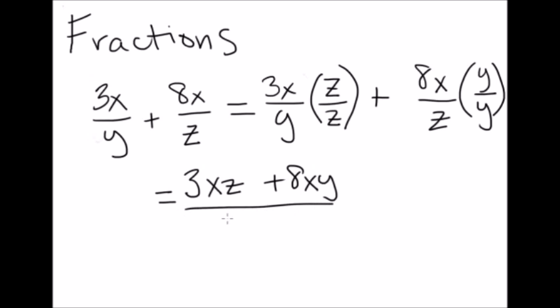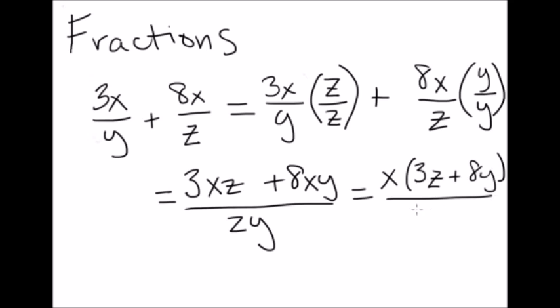Notice because the first term is xz and the second term is xy, I can't just combine them. If I wanted to simplify this any further, what I would have to do is that I can only pull out the x, and then I have 3z plus 8y times quantity x over zy.